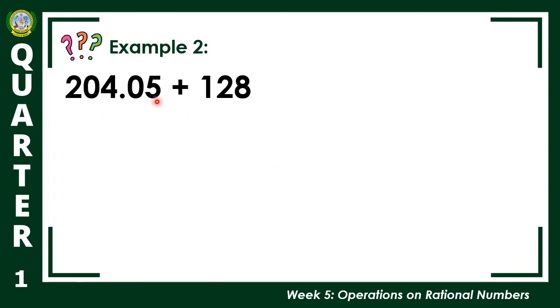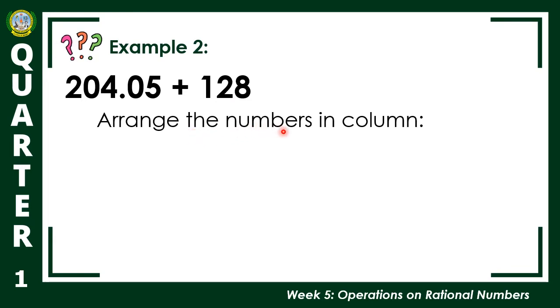Next example. So, what if we are going to add a decimal number and a whole number? Okay? So again, you have to arrange the numbers in column. So, dapat po magkakatapat yung decimal point. Eh, wala pong decimal point yung ating whole number. So, ang pagbabasihan nyo po ng pag-align is yung place value. So, dapat magkatapat yung ones digit, tens digit, and yung hundreds digit.